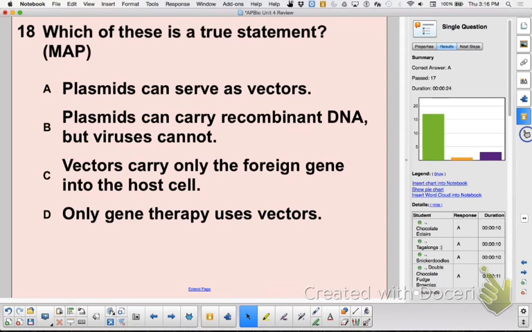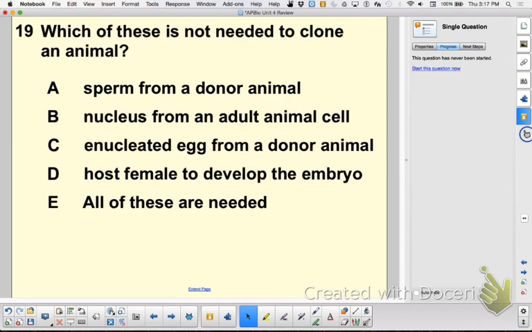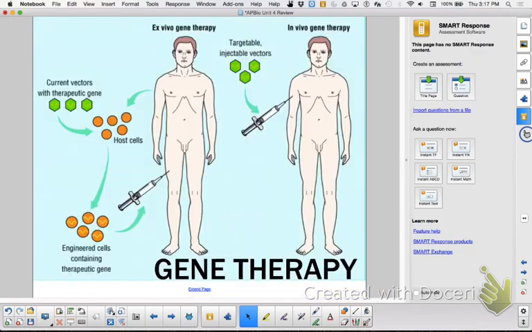You know you have 2 vectors. What are your 2 vectors? Plasmids and viruses. Do they carry only the foreign gene? No, they could carry their own genes. Only gene therapy uses vectors? No. Genetic engineers are not doing gene therapy. What's the answer? A. You don't need this one.